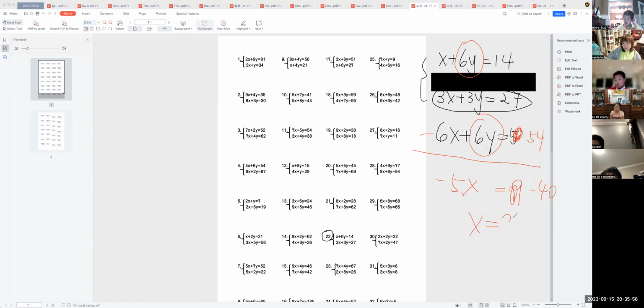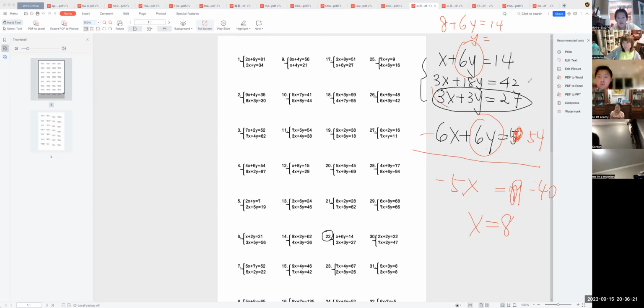So x equals 8. When x equals 8, I just plug it in. So 8 plus 6y equals 14, so y equals 1. Okay, and I can also have another choice, putting 3x plus 18y equals 42, correct? So I use these two, minus together. Why? Because I can get rid of x. So it's 15y equals 15, so y equals 1. Back to this one, y equals 1, so x plus 6 equals 14, so x equals 8.